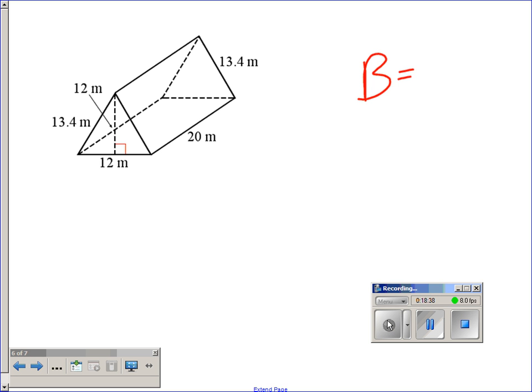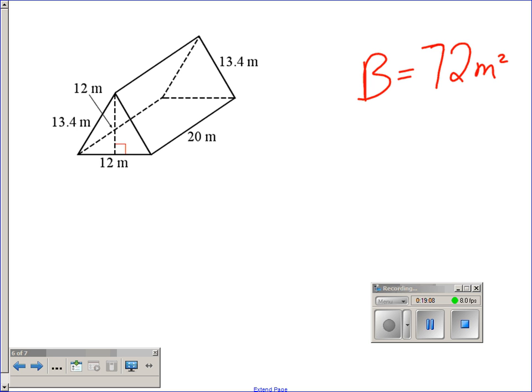All right, some of you may have used a calculator. What numbers did you punch in to find the area of the base? I'll tell you right now. I know the area of the base is equal to 72 meters squared. It's 72. And if you didn't get 72, you either didn't punch in the right numbers or you didn't use the right formula. So how did I get 72 meters squared?